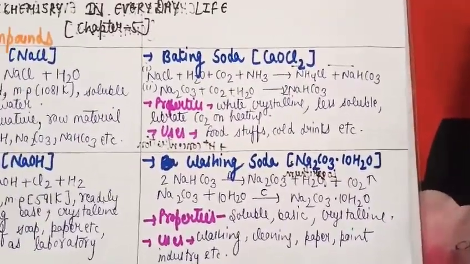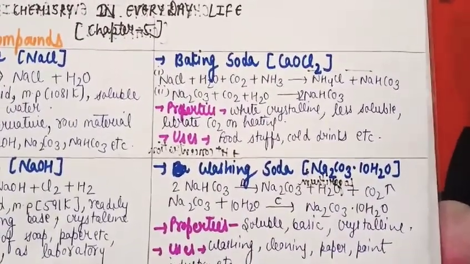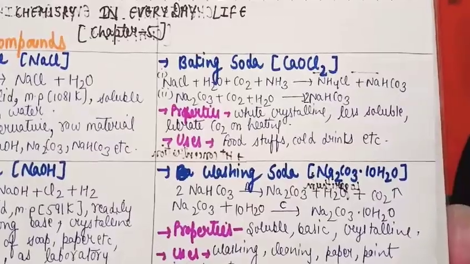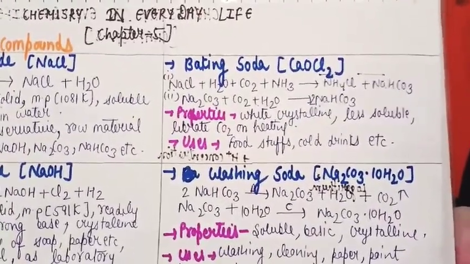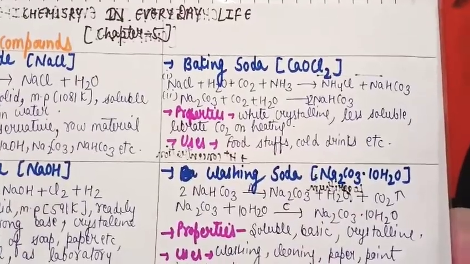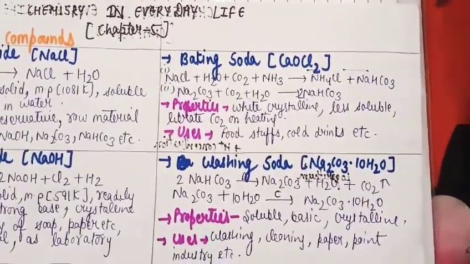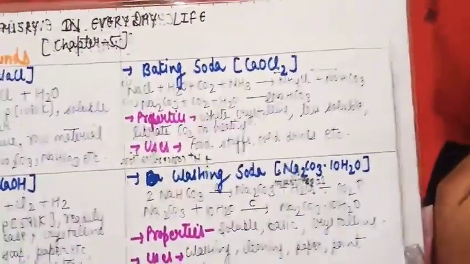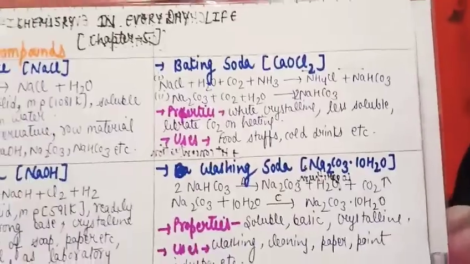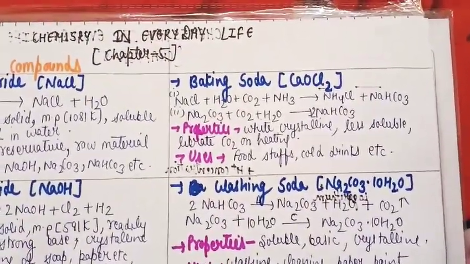So how do we make baking soda? When NaCl, sodium chloride, reacts with water, carbon dioxide and NH3, we will get NH4Cl plus NaHCO3, that is baking soda. Another way to do this is when we react Na2CO3 with CO2 and H2O, we will get 2NaHCO3, that is again baking soda.